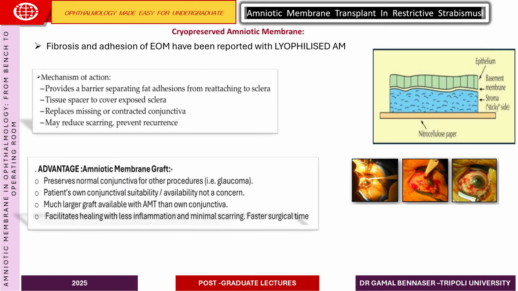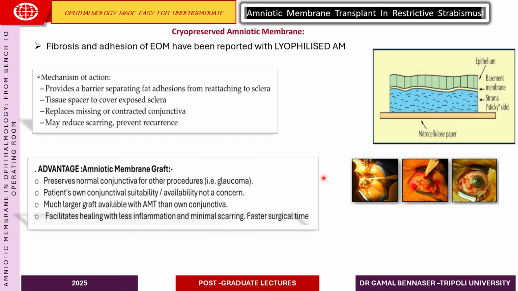Now we come to the applications of the amniotic membrane in strabismus, mainly restrictive myopathies, or any fibrosis of the conjunctiva that limits the movement of the eye, or due to adjacent surgery or resurgery for strabismus that creates fibrosis in the area of the working muscle.